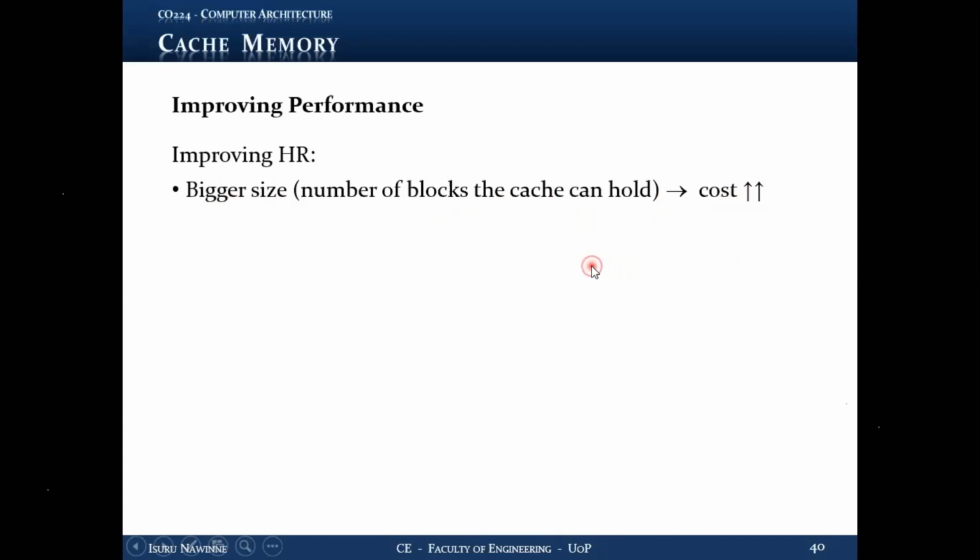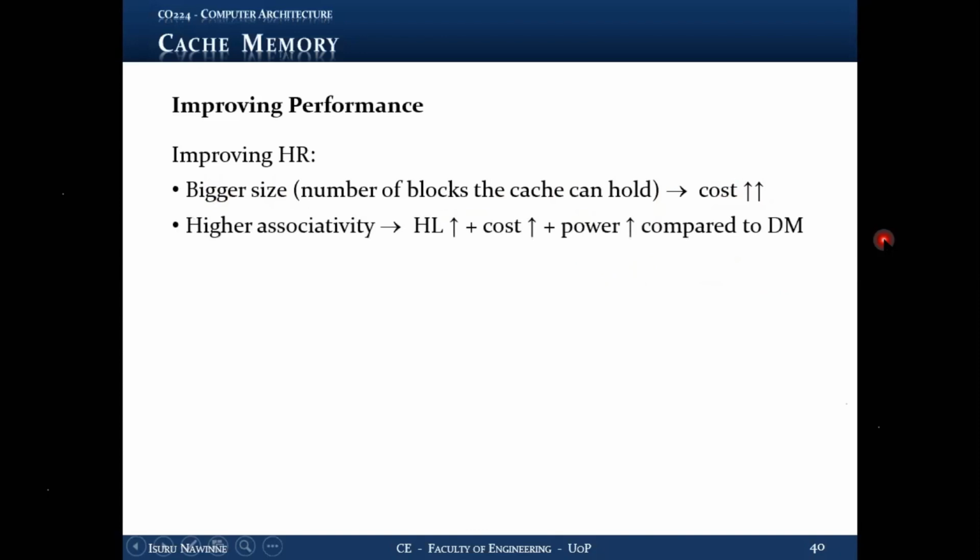So once you have a fixed size for your cache, once the size is fixed, this is the amount of bytes I can hold in my cache, then other factors come into the picture. The technique we looked at is set associative caches. With a higher degree of associativity, you get a better hit rate. That is what we saw with the examples.